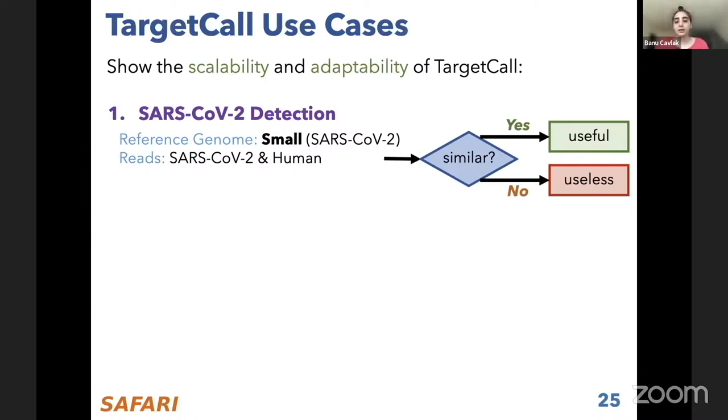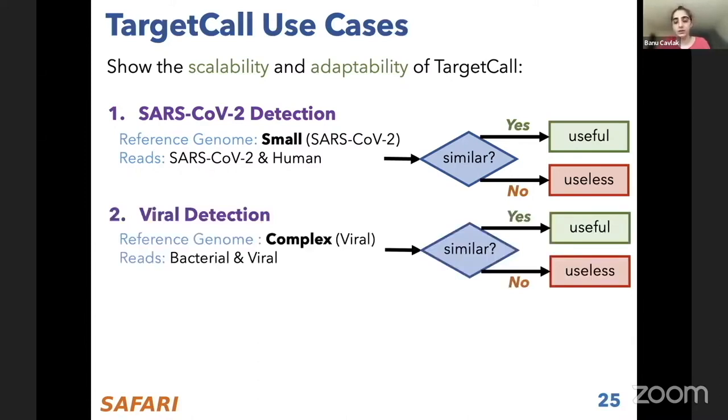In this use case, if a read is similar to the reference genome, which is the COVID reference genome, the read is identified as useful because we are targeting COVID references, and otherwise the read is identified as useless. Viral detection is also a similar use case, but this time our reference genome is not one single viral reference genome, but is composed of multiple of them. So we have a bit more complex reference genome, and our sample now contains bacterial and viral reads, and we want to identify the viral ones. Here, the viral and bacterial reads resemble each other more compared to human ones. That's why it's a bit of a different use case, but the approach is similar.